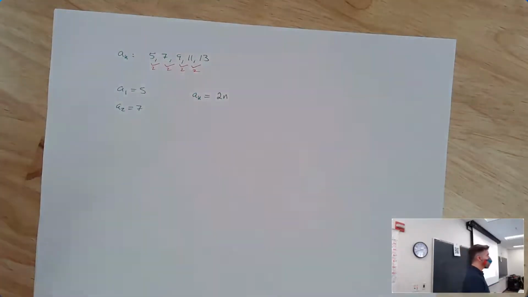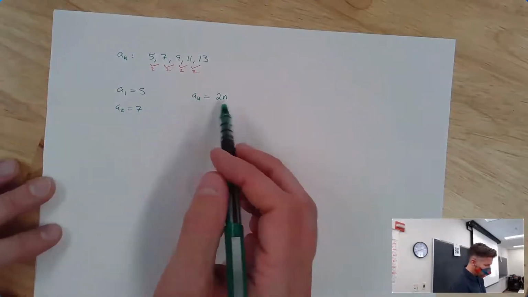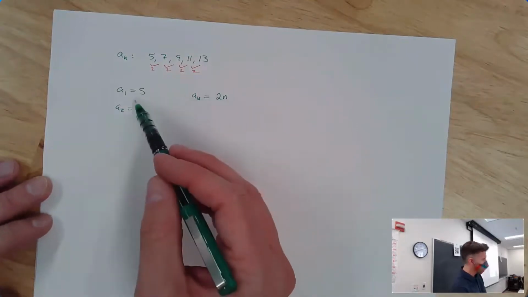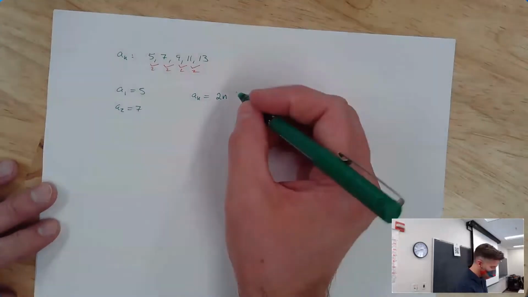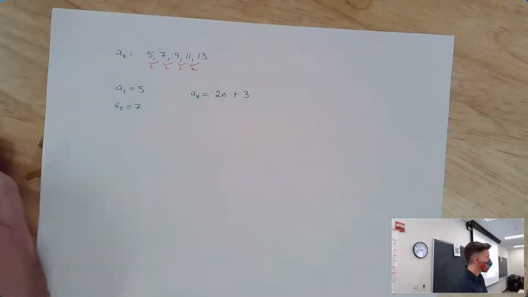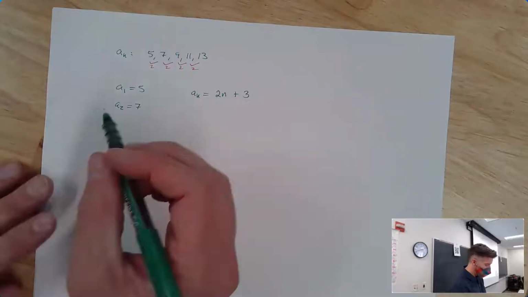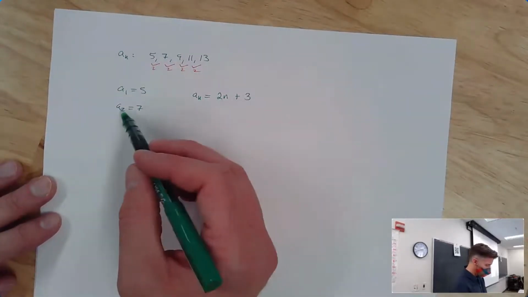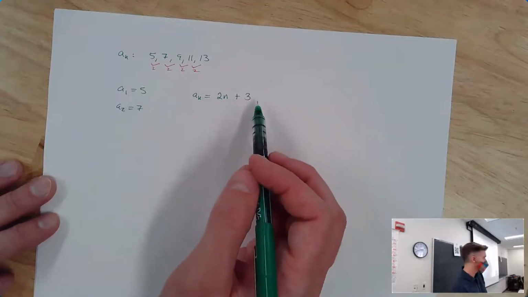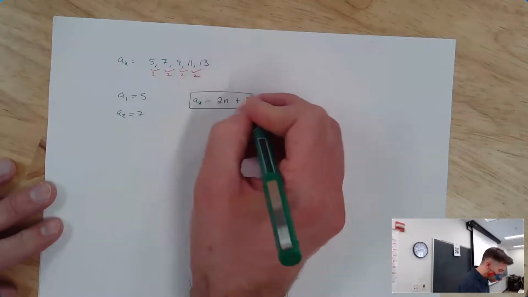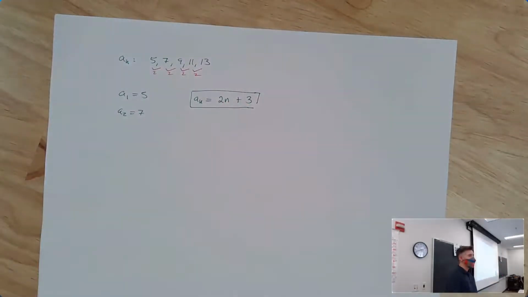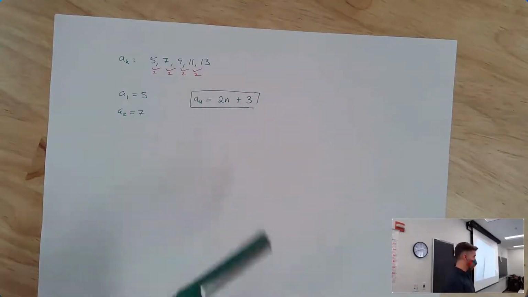So if n is increasing by 1 every time, I should multiply it by 2 to increase by 2 every time. But that's not going to be quite right, because if I just leave it like this, a sub 1 isn't going to be 5, it's going to be 2. And a sub 2 is going to be 4, and a sub 3 is going to be 6. I need to add on 3, so that now my first term works: 2 times 1 plus 3 is 5. My second term works: 2 times 2 plus 3 is 7. And each subsequent term is going to be 2 more than the previous. So if you have the same difference each time, that difference should get multiplied by n, and then you add on a number to adjust for it.